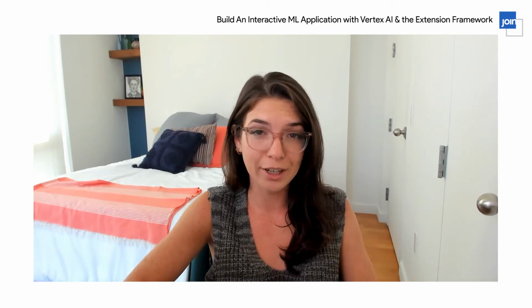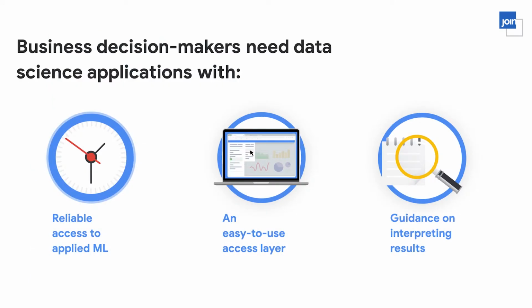So let's jump in. Before we actually talk about how to build a machine learning application, let's talk about why we might want to build one. Well, we really want to give business users access to the results of machine learning models. Oftentimes, business users need to go through data science teams or some sort of bottleneck to get access to the results of machine learning. And even if they do get access, they might have a hard time working with the results, analyzing them, and interpreting them to make real decisions off of it.